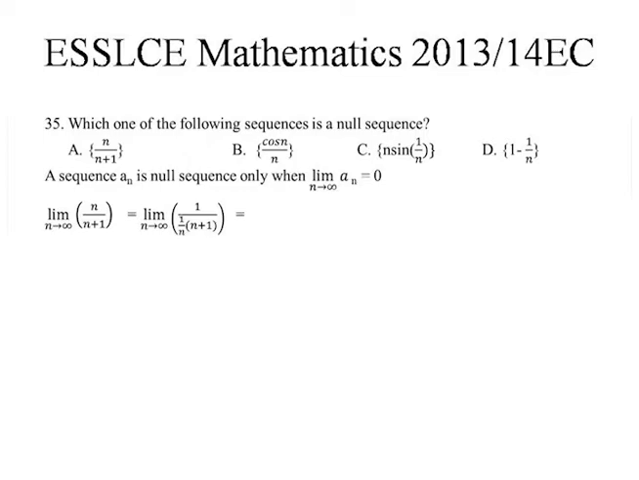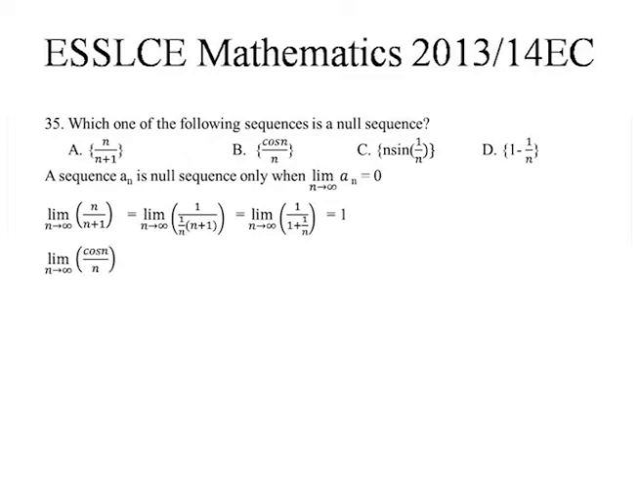Thus, 1 over n times n gives us 1. 1 over n times 1 is equal to 1 over n. As n approaches infinity, 1 over n approaches 0. So we are left with 1 plus 0 as the denominator. 1 divided by 1 plus 0 is 1. 1 divided by 1 is equal to 1. So the limit of n over n plus 1 as n approaches infinity is equal to 1. So sequence A is not a null sequence.